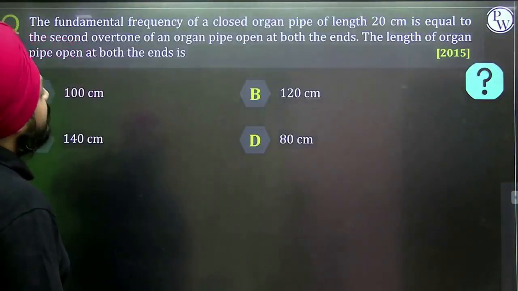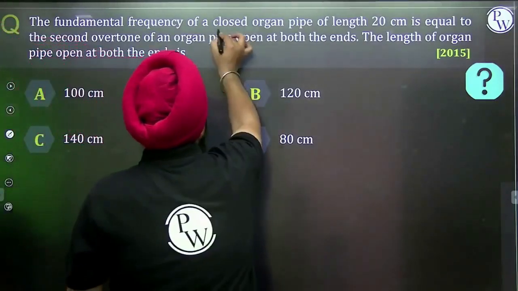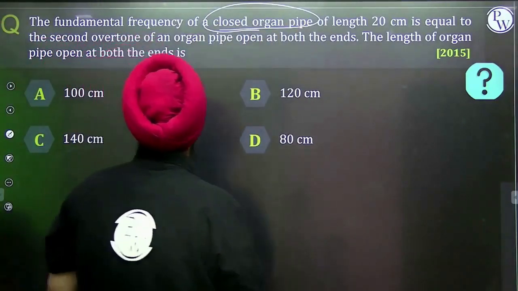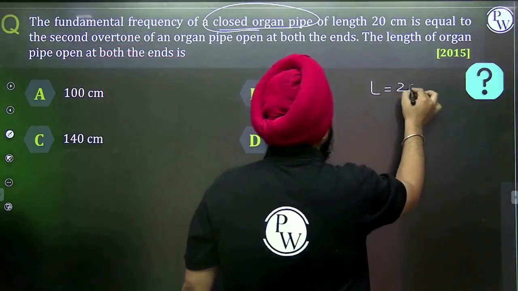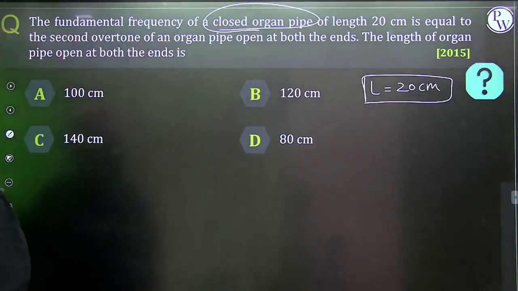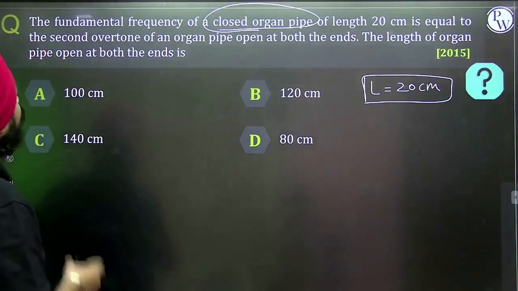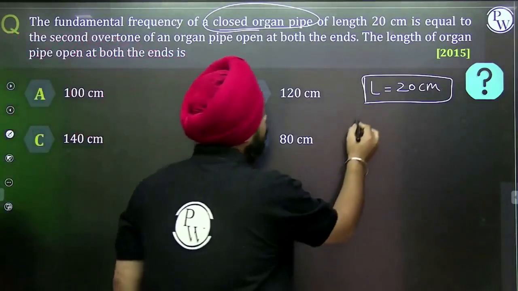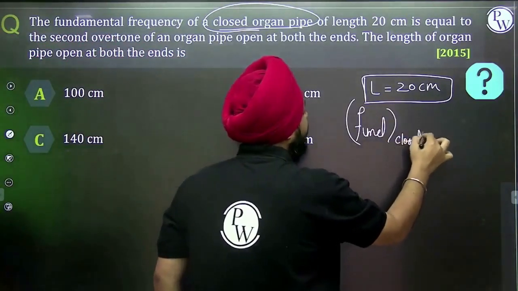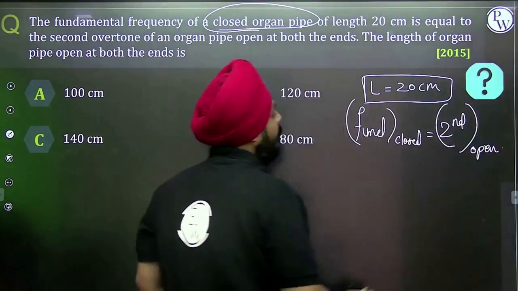The fundamental frequency of the closed organ pipe of length 20 centimeter. See again, closed organ pipe, it is given. Length is given, 20 centimeter. The fundamental frequency of the closed pipe is equivalent to the second overtone of the open organ pipe.